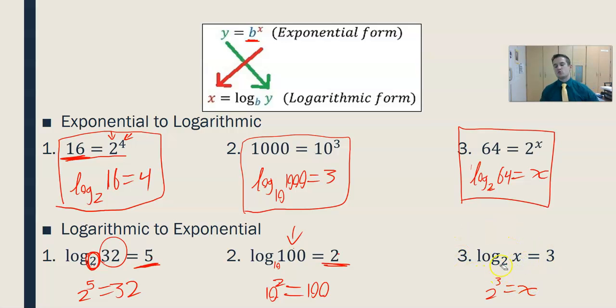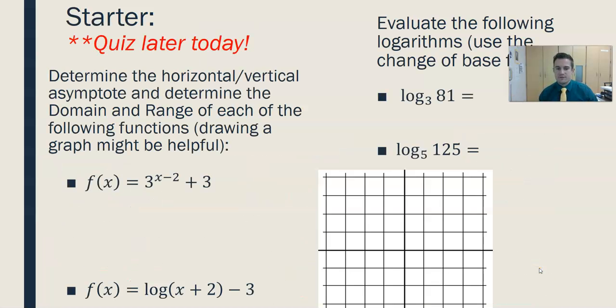In a situation like this, when I have log base 2 of x equals 3, how do I solve for x? Well, I convert that to exponential form, and I get 2 to the 3rd is equal to x. As far as solving for x, that is way easier to do in exponent form than it is in logarithm form. So that's how we change between exponent form and logarithm form.